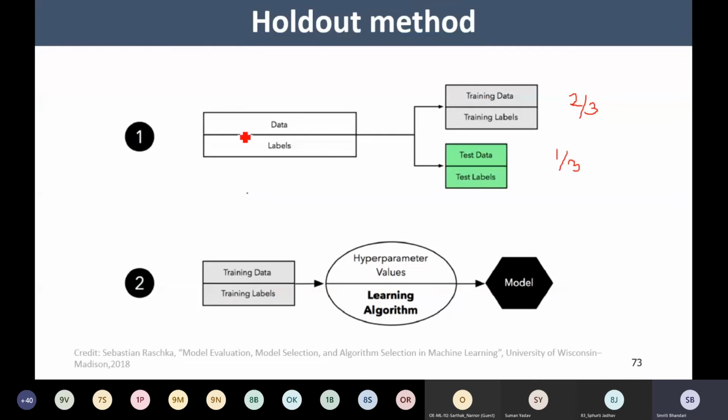What next? Now our training data set is ready, so we are going to make use of that training data. We have selected our learning algorithm, right? And this learning algorithm has some hyperparameter values. We are going to discuss later what we mean by hyperparameter values, but these are the parameters that are used to tune our algorithms, right?